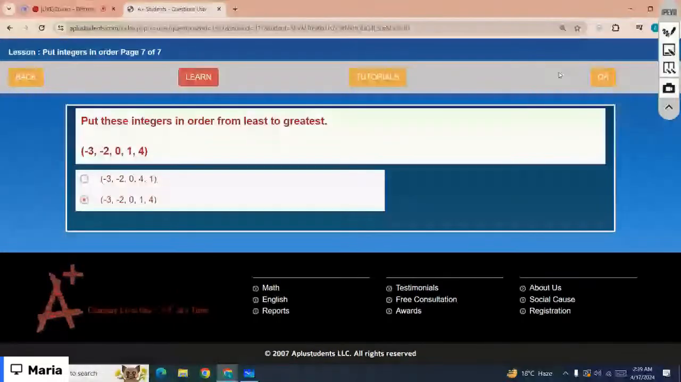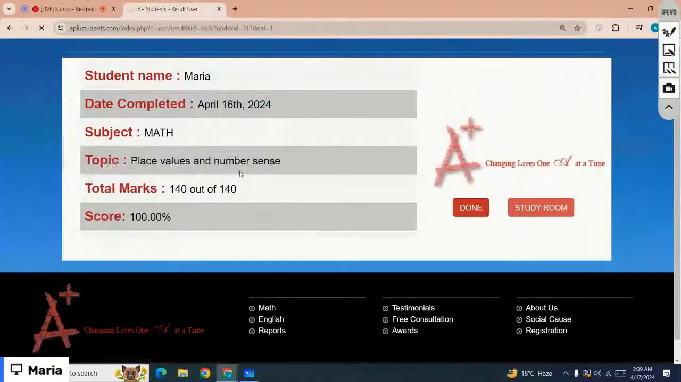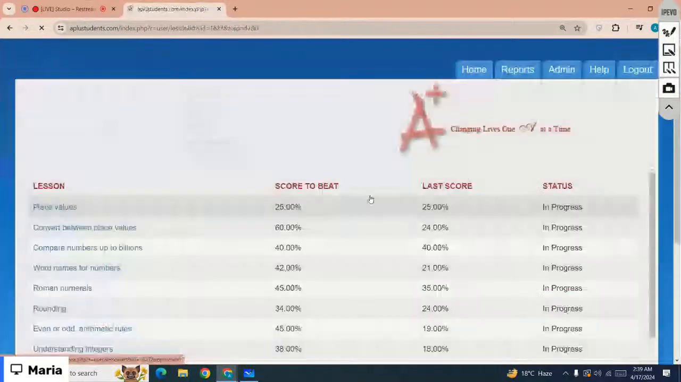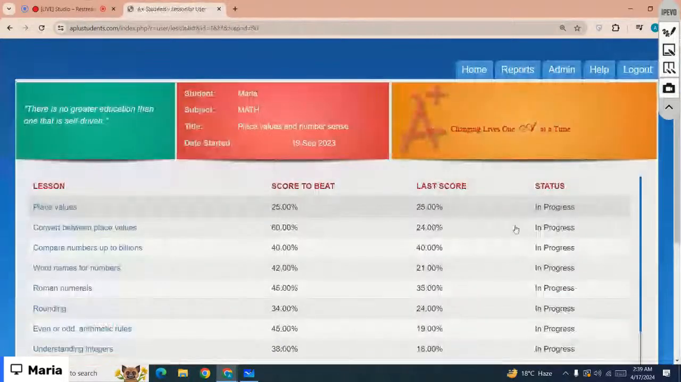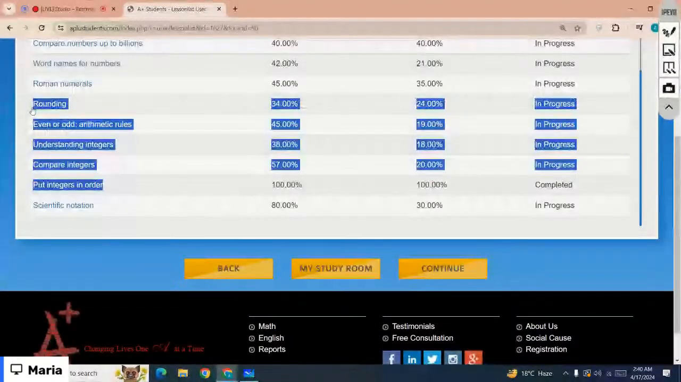and also we are done for today. So we were working on grade 5 math. The chapter we're working on is place values and number sense. So the lessons we have covered today are rounding, even or odd arithmetic rules, understanding integers, compare integers, put integers in order.